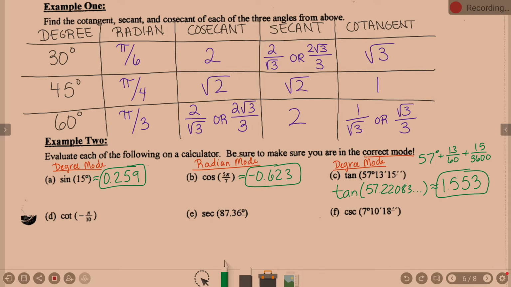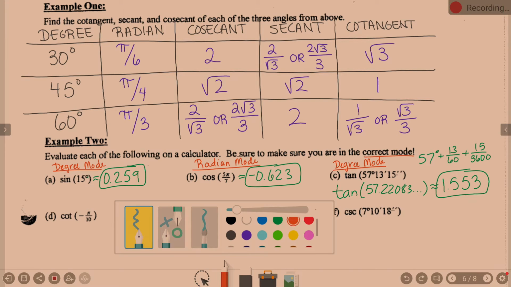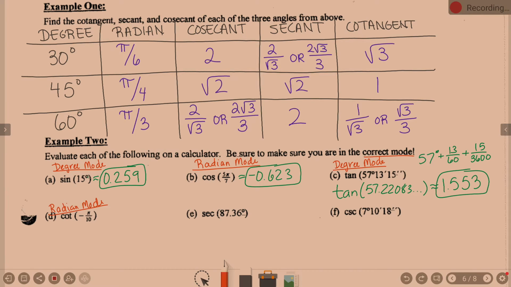Now, real quick, guys. Cotangent of negative pi over 10. First of all, you know you're going to need radian mode, yes? Okay, here's the deal. You need to do the reciprocal. Right? Do you have a cotangent button on your calculator? Oh, no. We're going to do the reciprocal. And so in order to do the reciprocal, you need to do tangent raised to the negative 1 power. So what I can do on here is tangent of negative pi divided by 10, and then raise it to the negative 1 power. Because what's a reciprocal? Flipping it upside down, right? And this is not going to give me the right answer because I'm not in radians. And that should give you the right answer there.